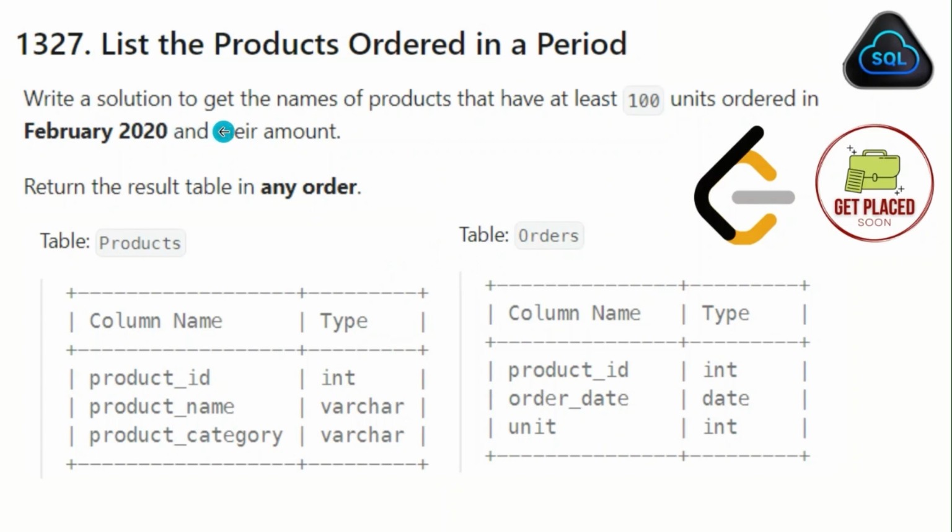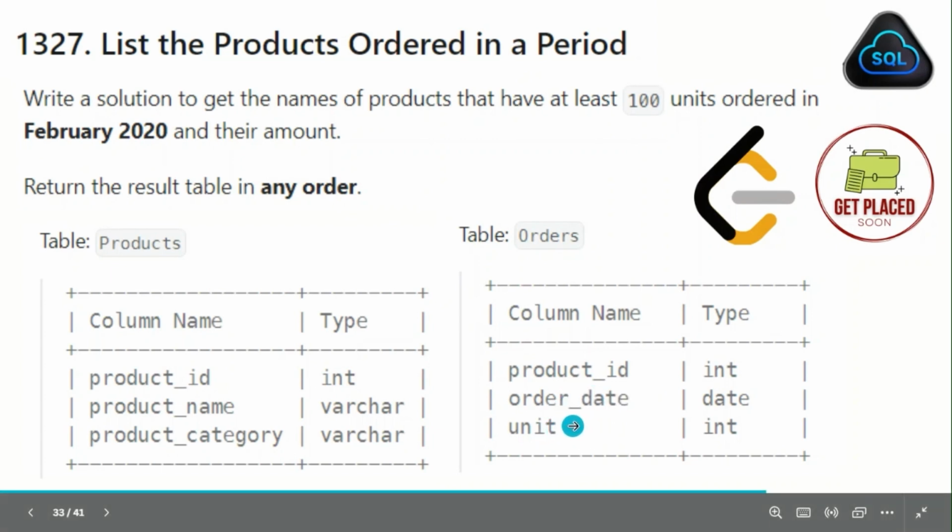We are supposed to write a solution to get the names of products that have at least 100 units ordered in the month of February 2020 and their amount. Here we need the names of products, that is the first thing, of which at least 100 units, and the condition is year 2020 February. So you can see order date February 2020 we have to check. Second thing we have to check is unit, which is at least 100. So 100 or more than 100 it should have.